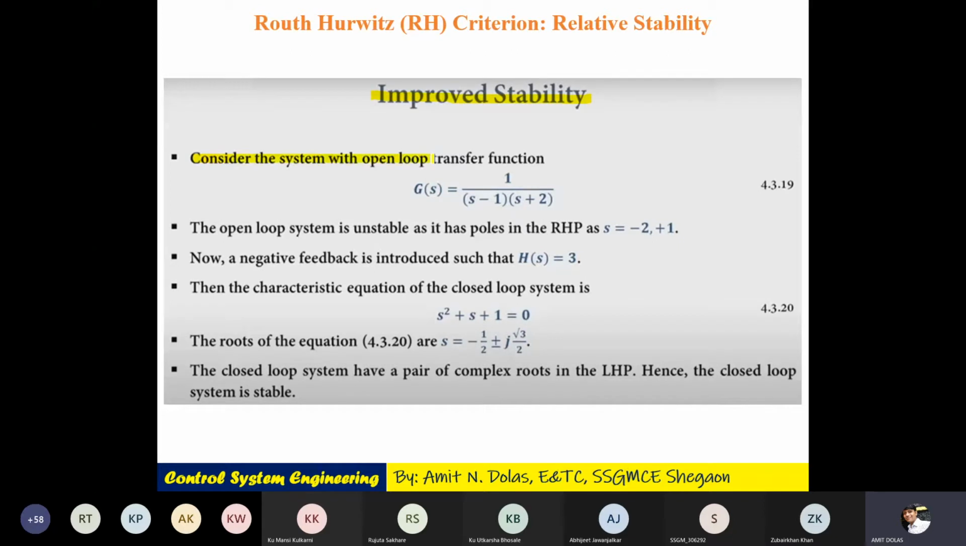Consider the system with open loop transfer function. What is the open loop transfer function here? G of s is equal to 1 upon (s plus 1) into (s plus 2). Is it stable? Can anybody answer within a minute or within a second? Is it a stable system? It is an open loop system. No, why? Can I put the reason?